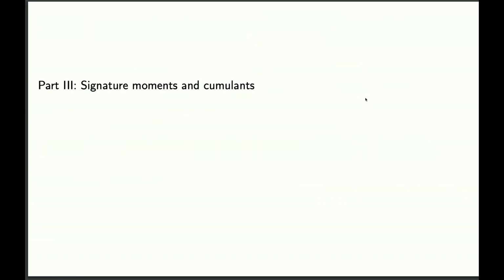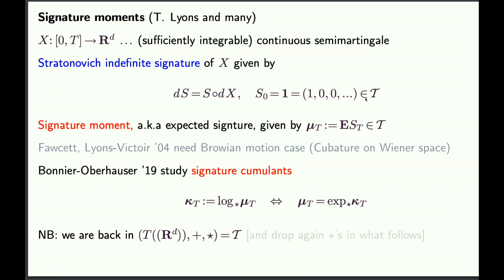Now, I have 10 minutes left, and I want to try to somehow munch these things together. So there are two names around: expected signatures is one of them, and signature moments is the other one. And so let me tell you what it is. So now we need probability. So we have a path as in the very beginning.